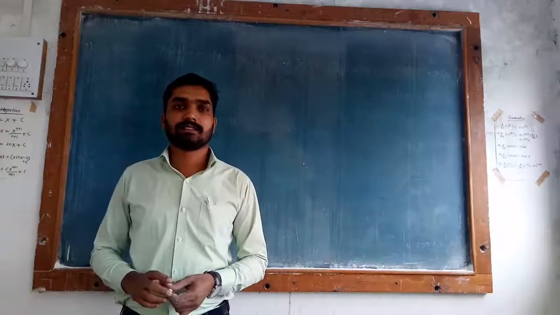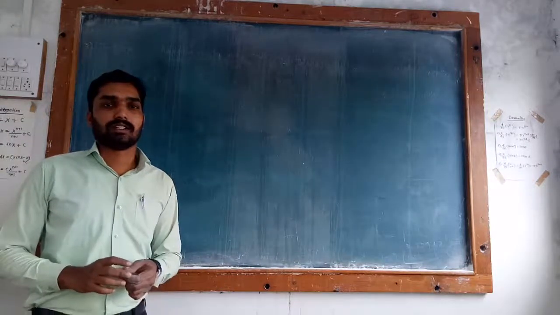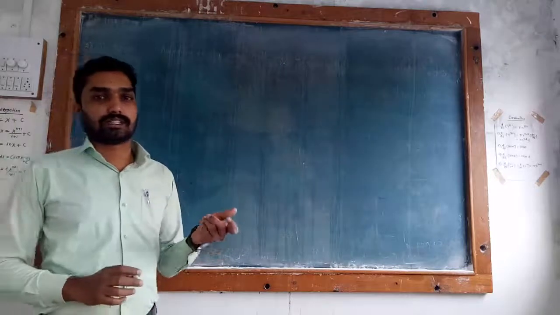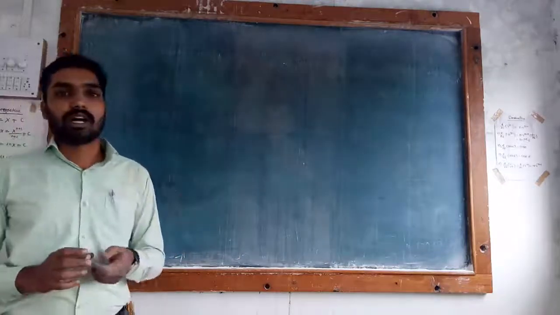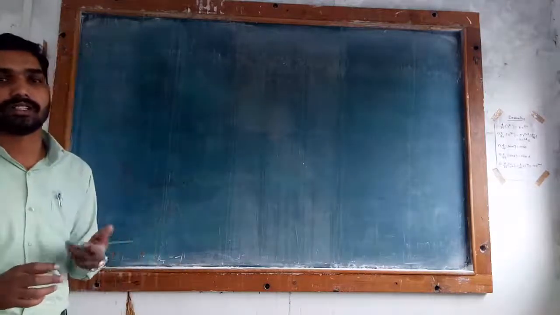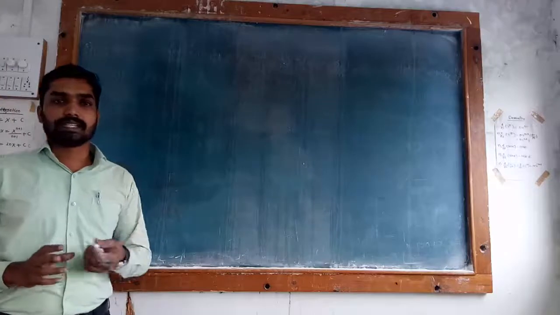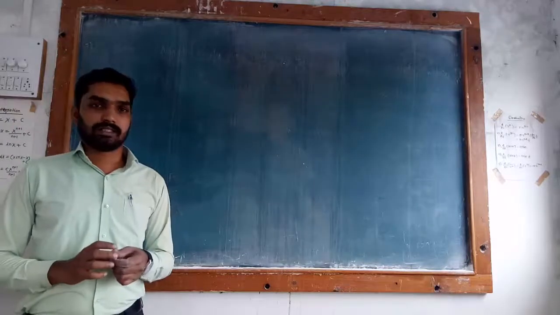Hello friends, in the previous lecture we have seen examples on associative law, commutative law, and De Morgan's law. How to prove De Morgan's law, associative law and absorption law by using truth table. In today's lecture we have to do the same kind of examples on the truth table.